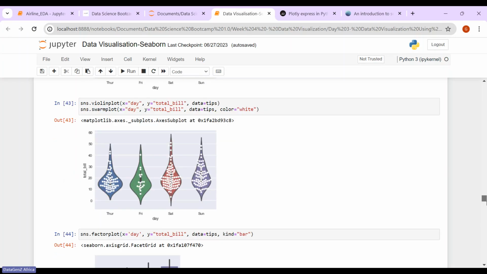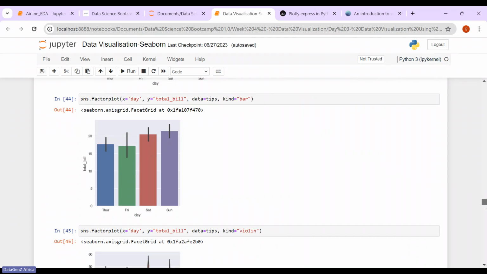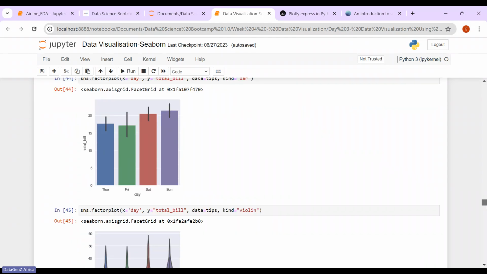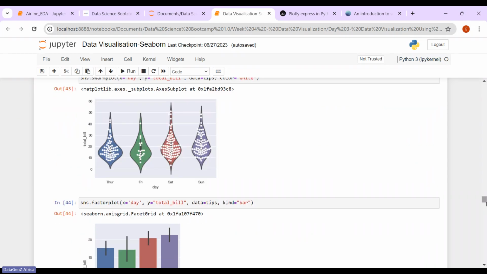All right, so I'm going to stop here because I've spent so much time on Seaborn. Let's go through our project so that we can have some time for questions.